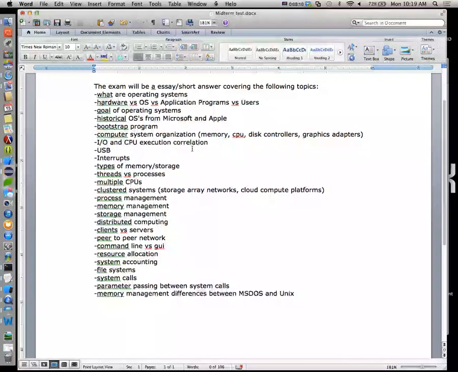I/O and CPU execution correlation, so the idea of a CPU possibly getting interrupted to deal with I/O operations, things like that. USB. We talked about parallel versus serial and some of the different USB speed stuff. For Evan, maybe we'll throw a USB hard drive question on there, especially since he skipped today.